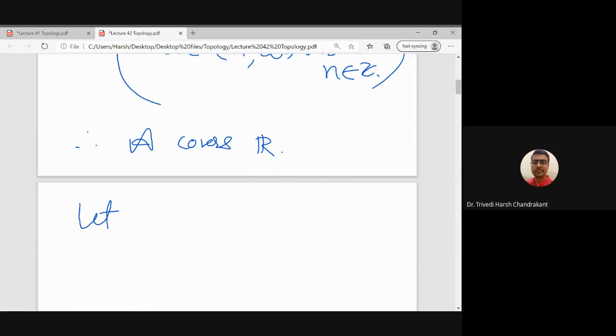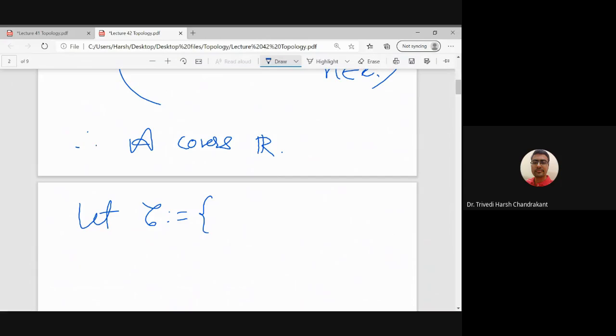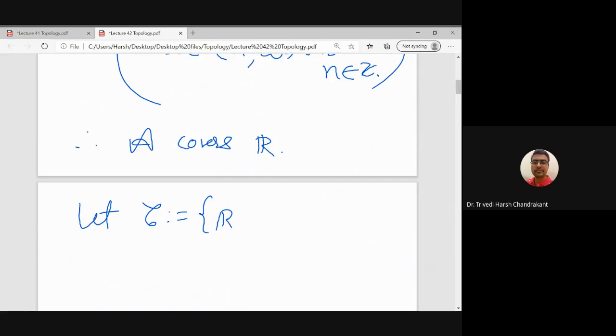So let C be the collection of all complements of elements of A. That means it is X minus that set. So X is R, that means it is R minus (n, infinity), n belongs to Z.